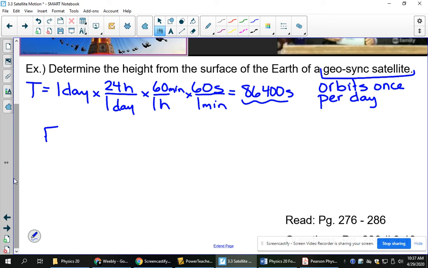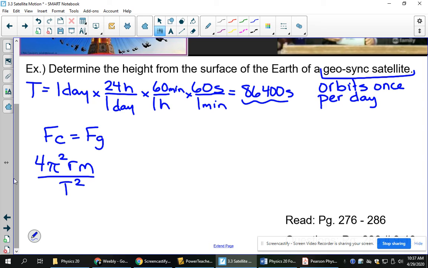Let's set up our equation. See if you can do this one on your own. We want to figure out the height from the surface of Earth. That's going to have something to do with R. So I want to pick a formula for centripetal force that has R and T in it. Looking on my formula sheet or a previous slide, I see that this formula has both T and R in it, like I want.